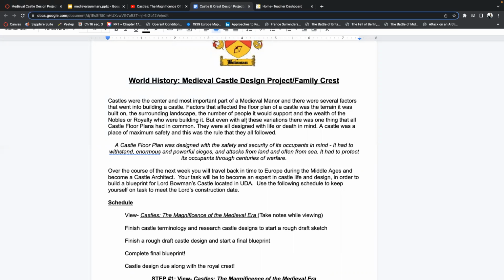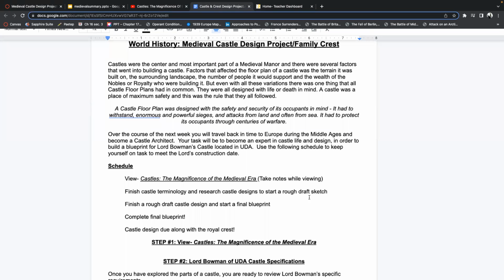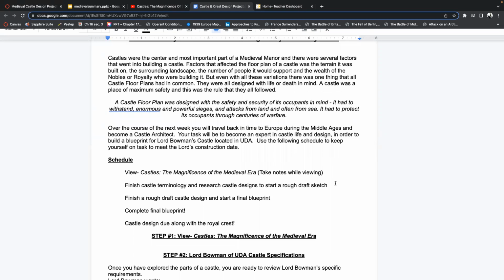Chris, go ahead. Castles were the most important part of the medieval manor for several factors that went into building them. Factors that affected the importance of the castle and the strength of the farm surrounding it, the number of people, were quality. But even with all these variations, there was one thing that all castles were at the time. They were all designed with life or death in mind. A castle was a place of maximum safety. All right, good job, good job.